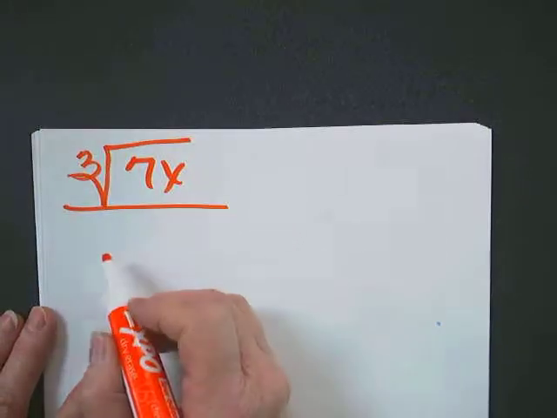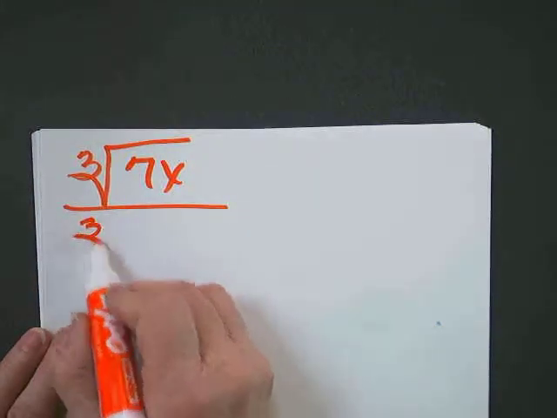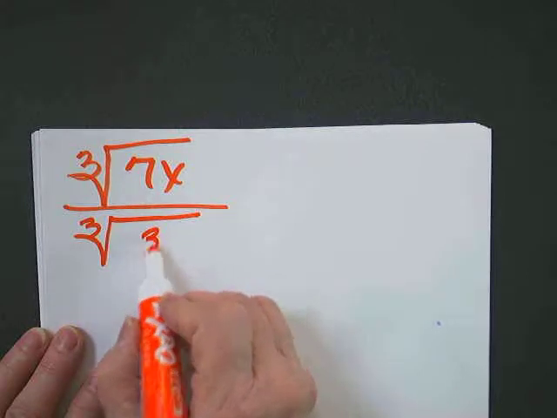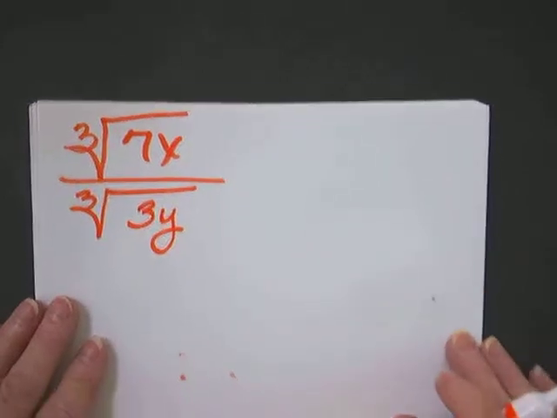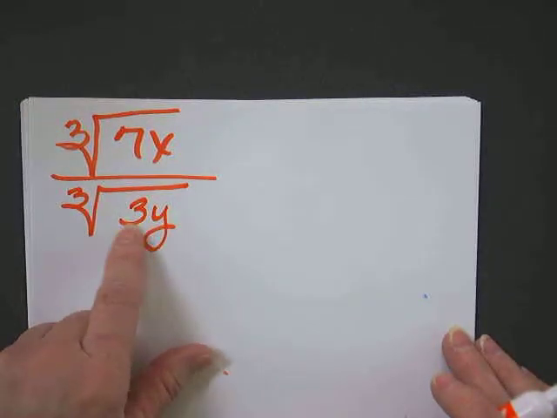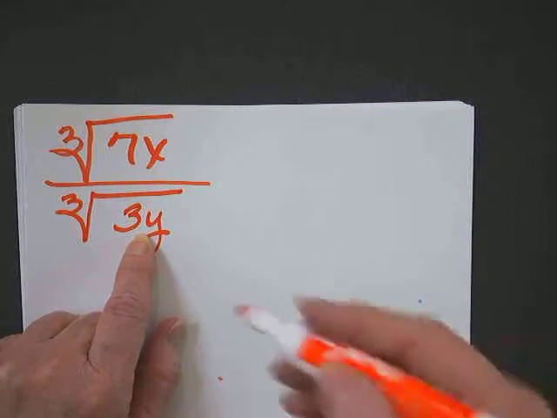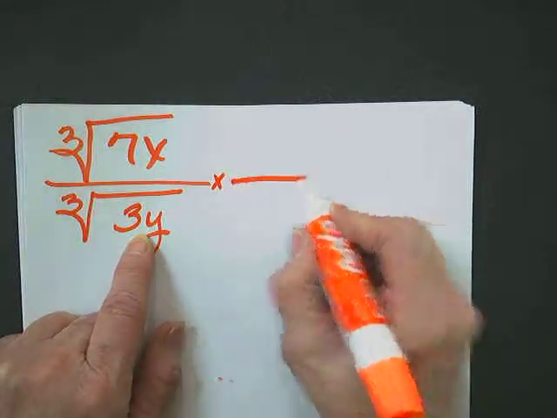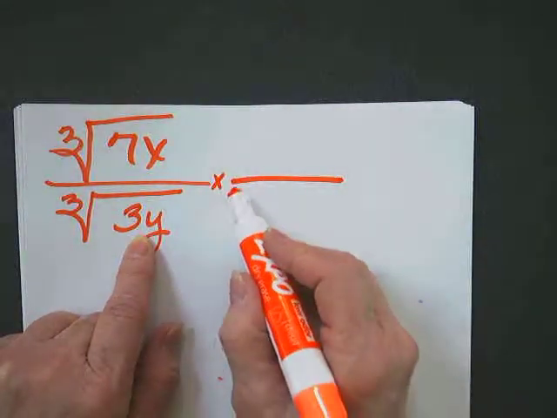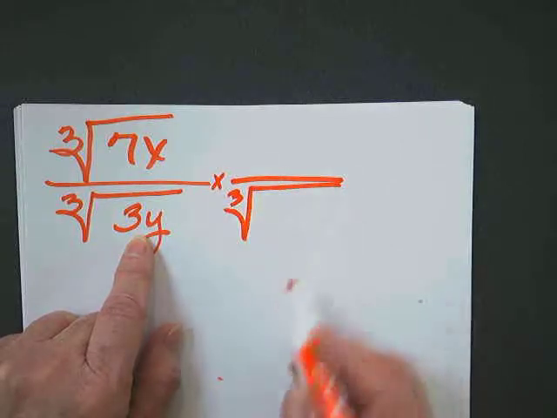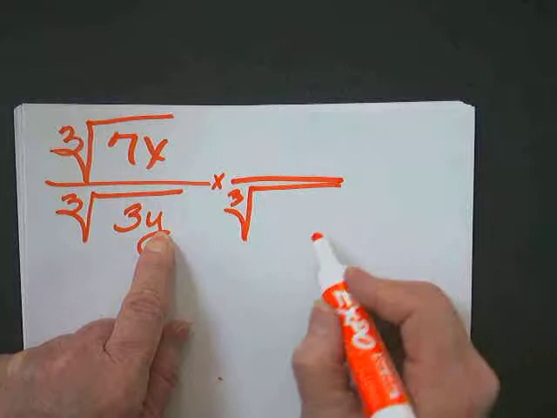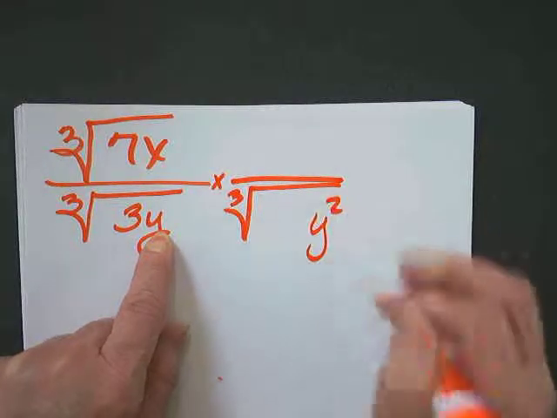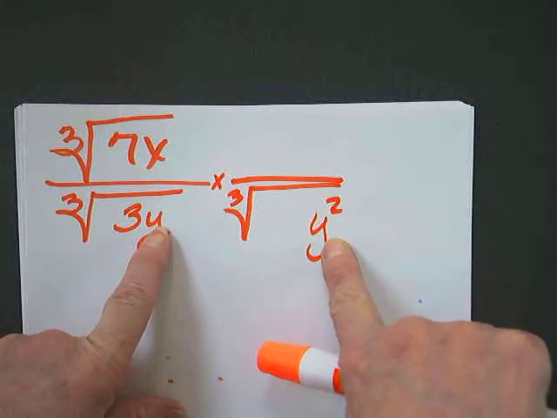Okay, let's do a cube root. Cube root of 7x over the cube root of 3y. Okay, now we need to make it where these are both perfect cubes. So we need to multiply by something. It'll be a cube root of something.